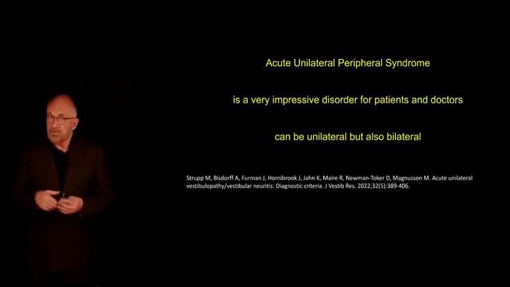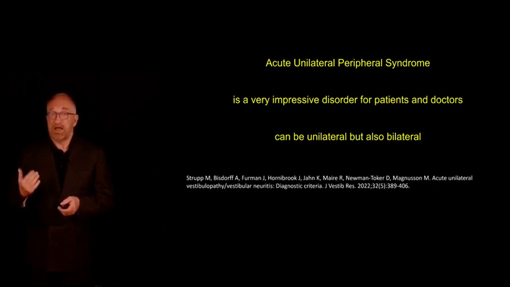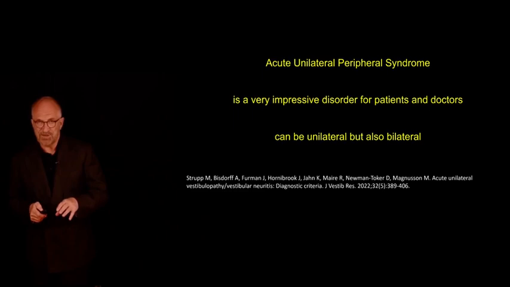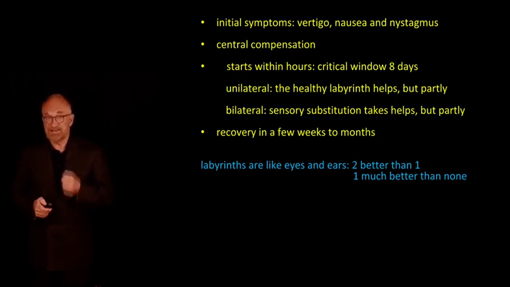When people talk about vestibular disorders, they often talk about vertigo. Is that correct? Is there nothing else? Let's have a look. In case of an acute unilateral peripheral syndrome, like in a neuritis, then we see very impressive symptoms. Both patients and doctors observe quite alarming things. Such a loss can of course be unilateral or bilateral, but let's first focus on the unilateral loss. So the initial symptoms are vertigo, nausea and nystagmus.